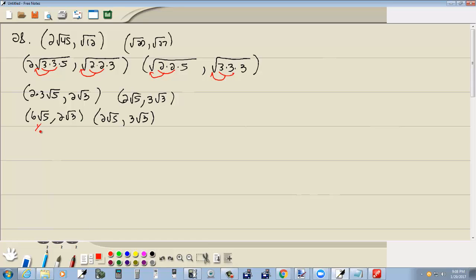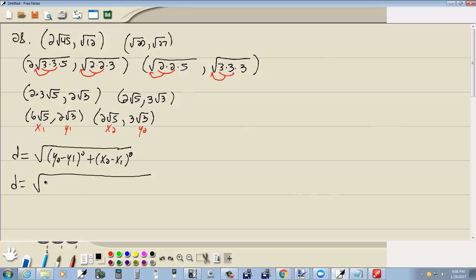This is my first point, so I'll label this as x1, y1. This is my second point, so I'll label this as x2, y2. Our formula for distance is square root of y2 minus y1 squared plus x2 minus x1 squared. Well, y2 is 3 square root of 3 minus y1, which is 2 square root of 3, to the second power, plus x2, which is 2 square root of 5, minus x1, which is 6 square root of 5, squared.